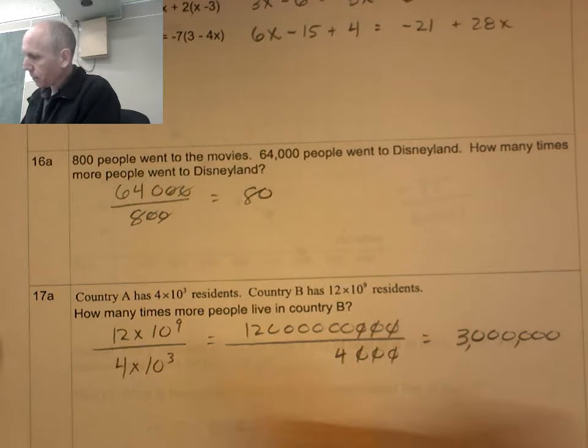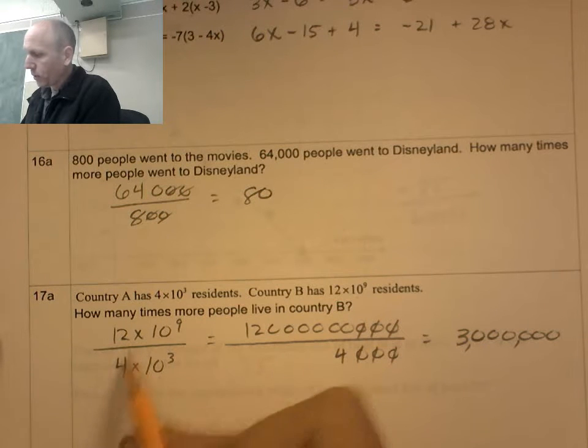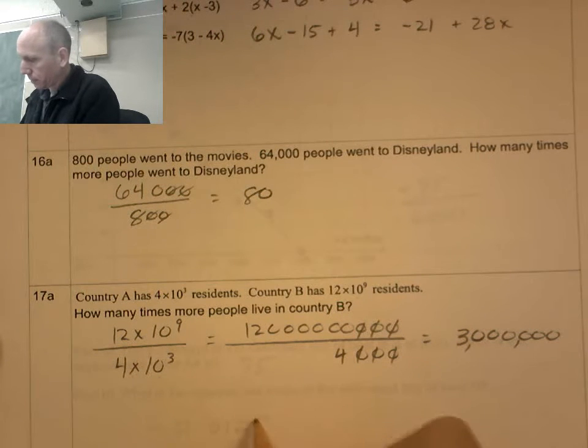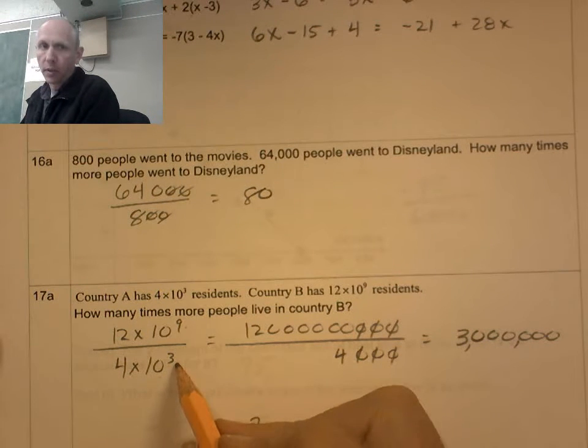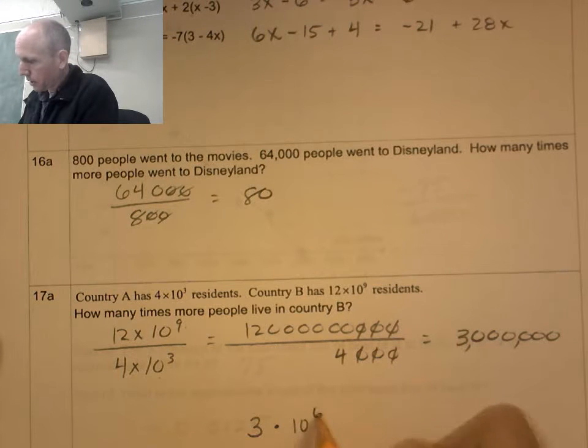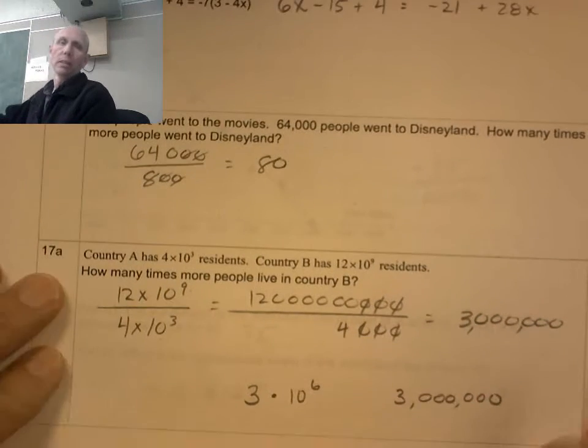What's 12 times 10 to the 9th over 4 times 10 to the 3rd? Good. What's 12 divided by 4? 3. And what's 10 to the 9th over 10 to the 3rd? Well, there are 6 on top times 10 to the 6th. This is the same thing as 3 with 6 zeros. 1, 2, 3, 1, 2, 3. Okay, 18.